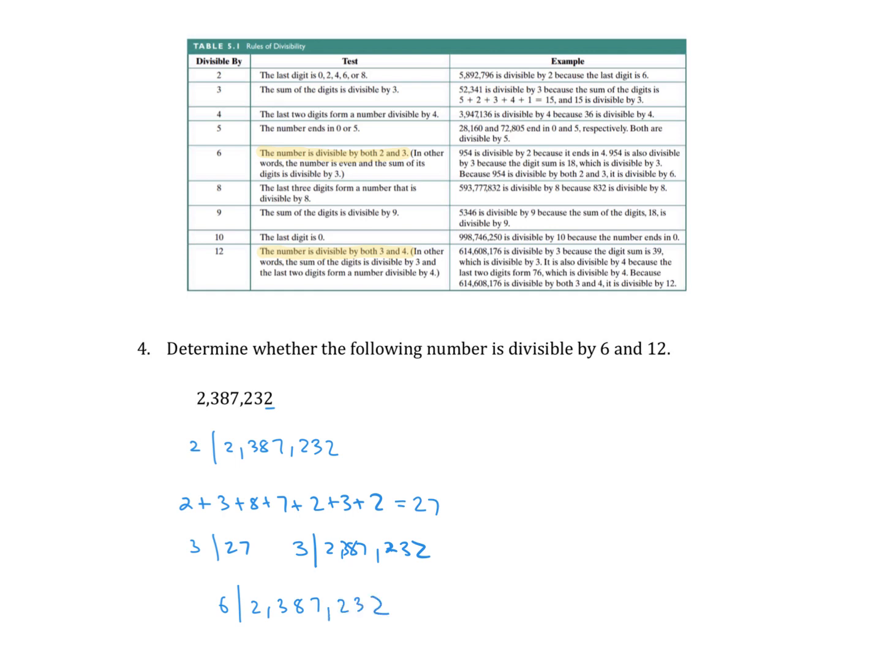And now we want to test to see if it's also divisible by 12. And to be divisible by 12, it has to be divisible by both 3 and 4. We already know it's divisible by 3, so let's test to see if it's divisible by 4. So for that, I'm going to look at the last 2 digits. Does 4 go into 32? And 32 is a multiple of 4, or 4 is a factor of 32, which indicates that the number is divisible by both 3 and 4, and therefore it's divisible by 12 as well.